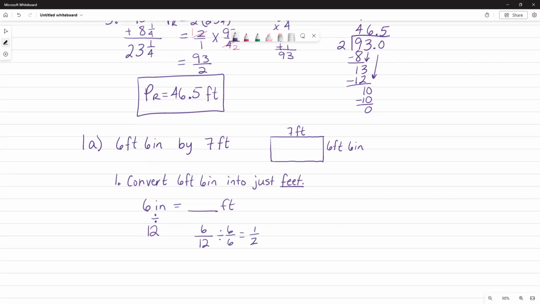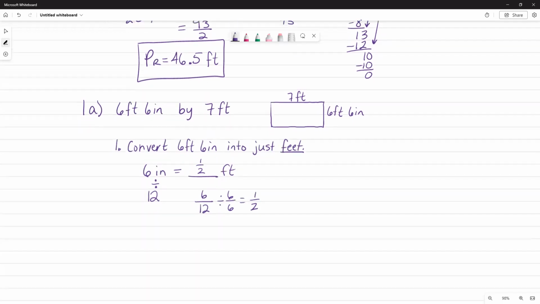Now, it's very likely that you looked at it and you know 6 inches, oh, that's half of a foot because a foot's 12. But I'm just doing the math so you can see how it works. Not all of them are quite this obvious. So now we can plug that into our two values and solve.